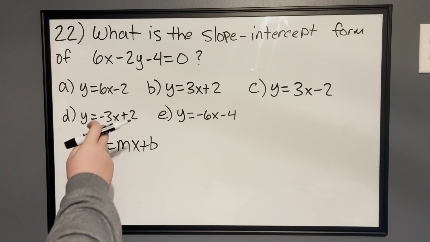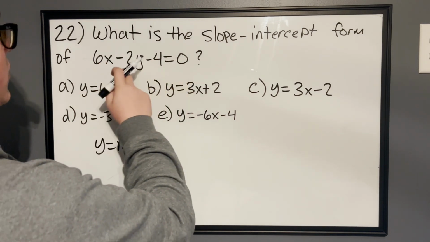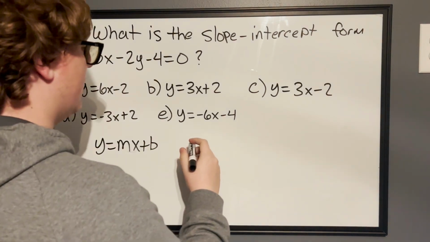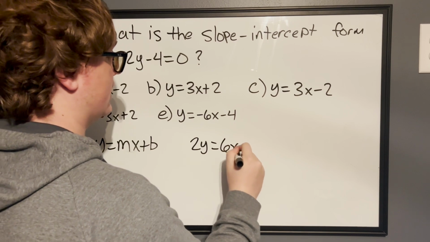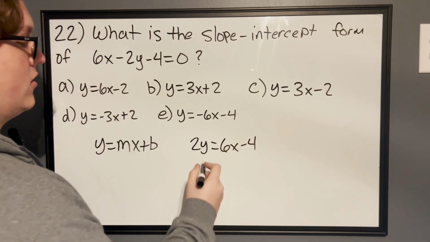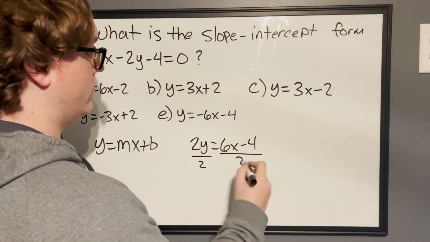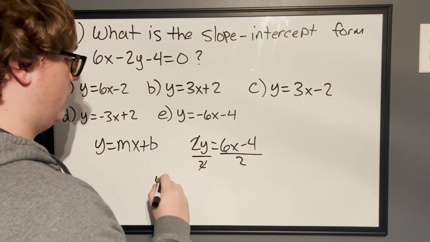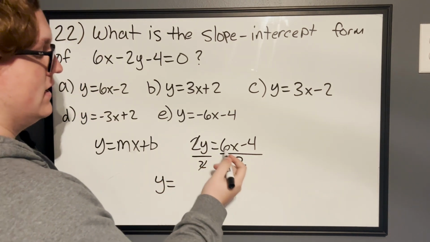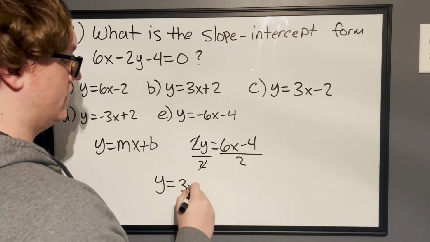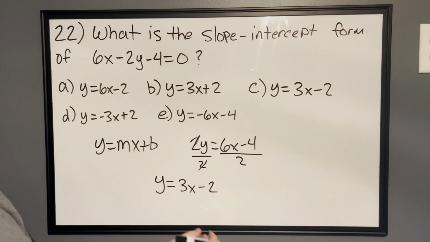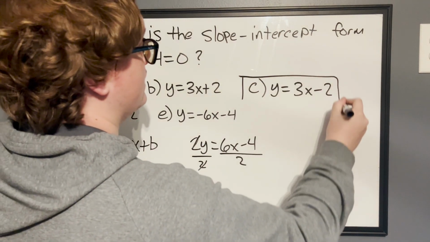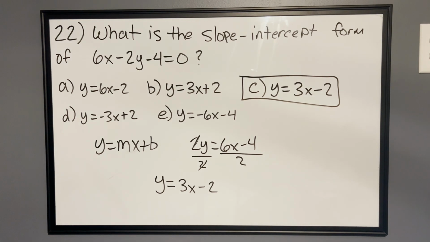So the easiest way to do this is just going to be to add 2y on both sides so that we can get 2y on its own. So when we do that, we'll end up with 2y is equal to 6x minus 4. And now to solve for y, we're going to divide everything by 2. So these 2's will cancel. We get y on its own. Y equals 6x over 2 is 3x. Minus 4 over 2 is minus 2. So y equals 3x minus 2, which is option C. So C will be our answer for number 22. Let's move on to question 23.